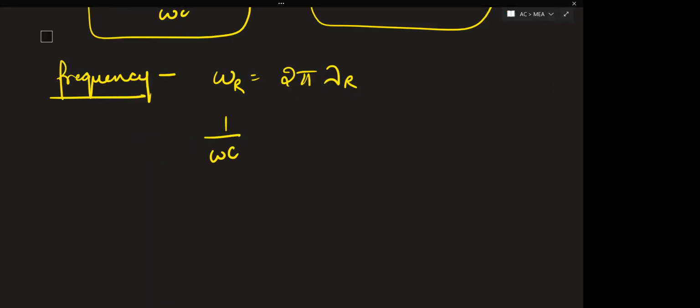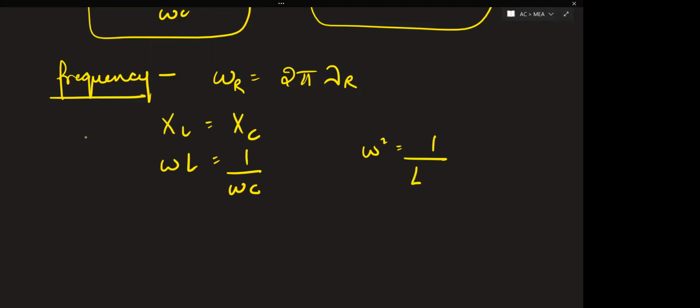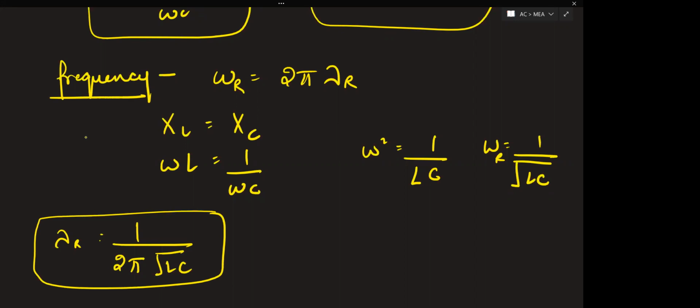Rewrite this. XL is equal to XC. Omega L is equal to 1 by omega C. From here, omega square will be equal to 1 by LC, omega will be equal to 1 by under root LC. This is omega R. Now put it here. Frequency at the resonant condition is 1 by 2 pi, and then the value of omega, that is omega by 2 pi, so this becomes 1 by 2 pi under root LC. This is the natural or resonant frequency.